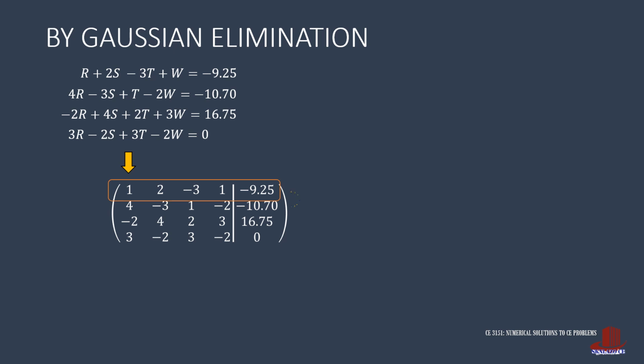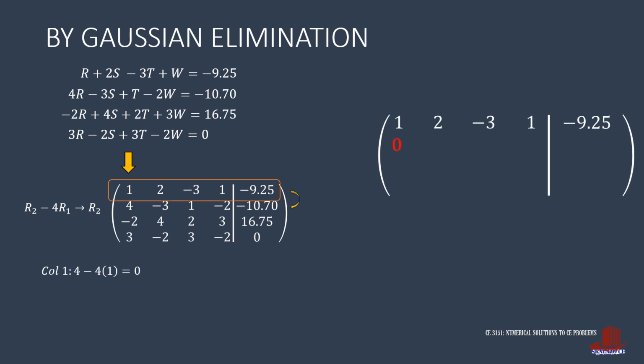Let's start zeroing out element 2, 1, and we are to use the first row as pivot row, even for all the other elements in column 1. For the second row, the row operation used is R2 less 4 times R1 as the new R2. By using this operation, the first column has 4 less 4 times 1, giving 0. This is our main goal. Work on the rest of the elements in the row.